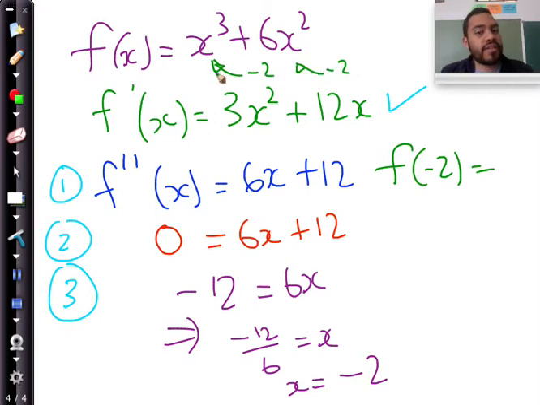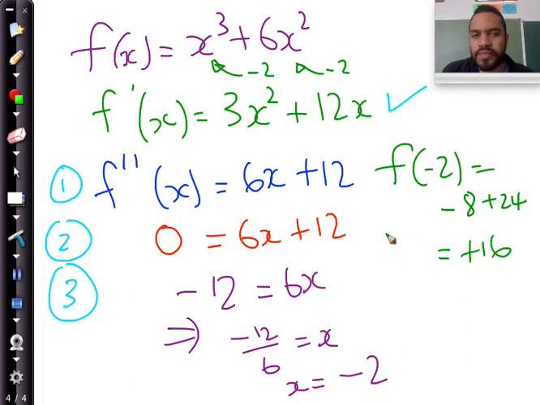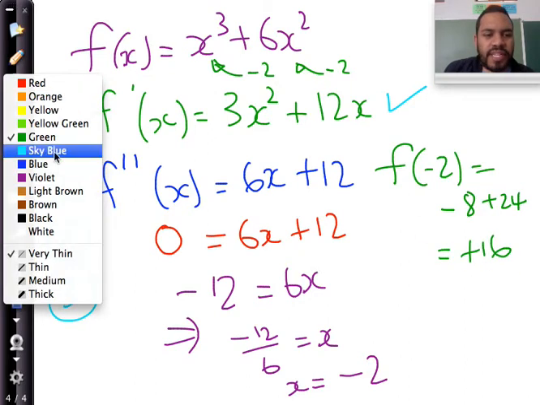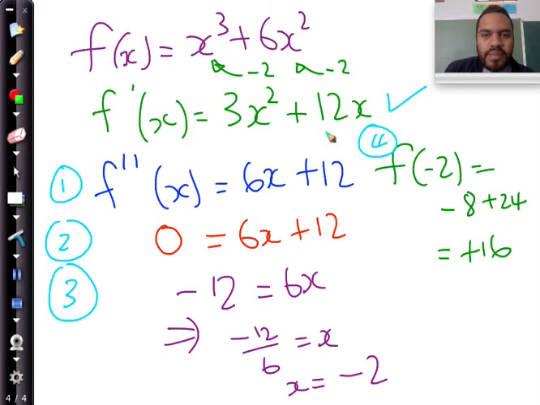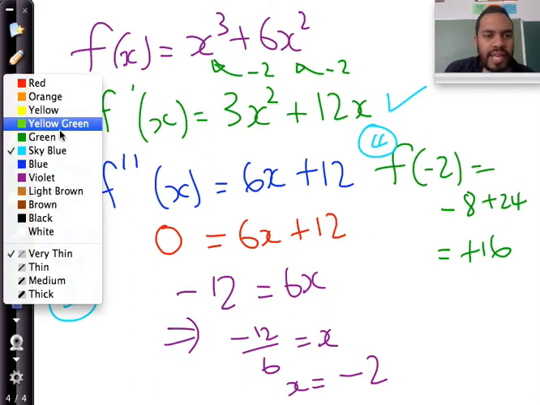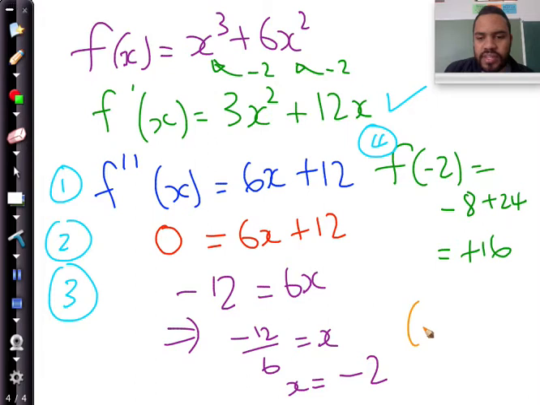And I'm going to get what? Negative 2 cubed is minus 8. Negative 2 squared is positive 4. So it's minus 8 plus 24. Which gives me what? Positive 16. Are we good? We state that as a point. Now remember, this was step 4. I back substitute in the original thing. And now I state the coordinates. The coordinates was negative 2 on the x and positive 16 on the y.